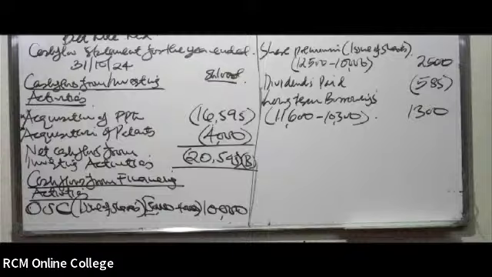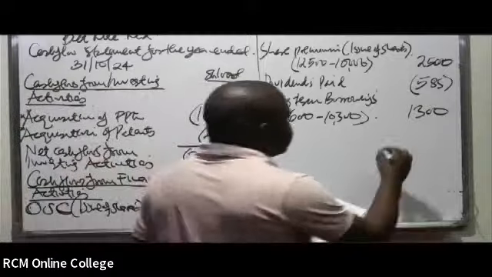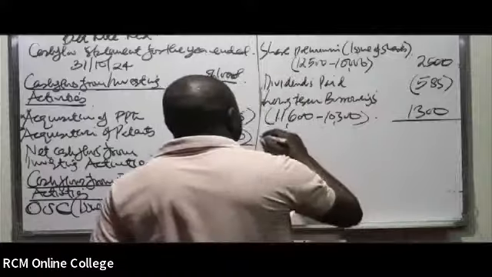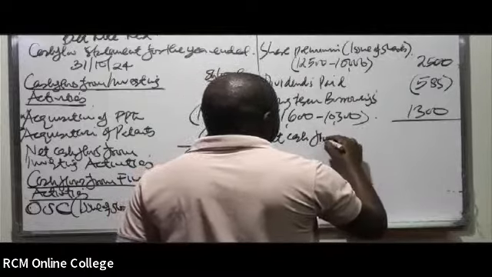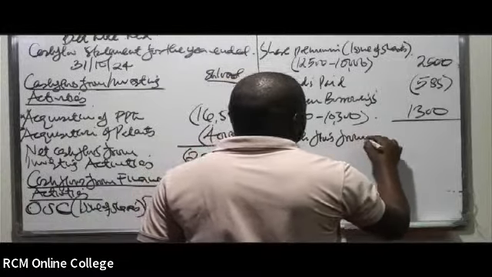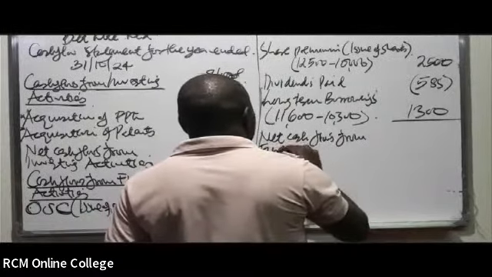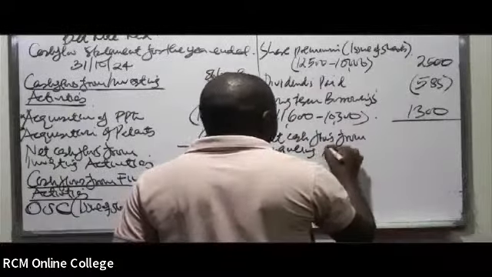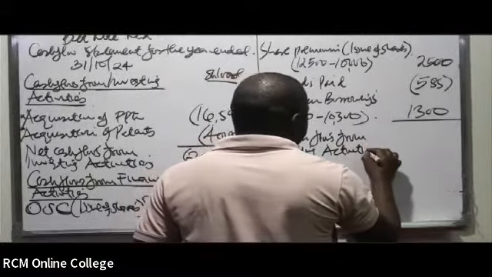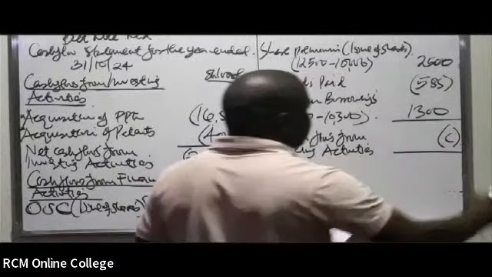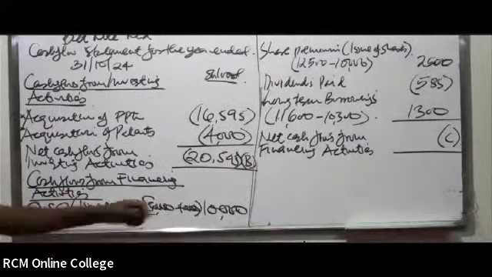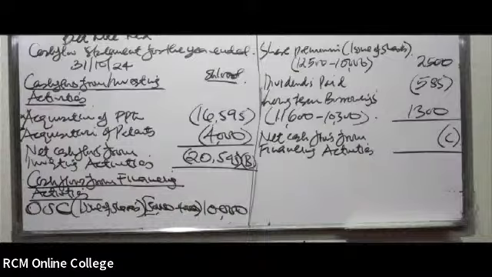With that, you'll be able to get the net cash flows from financing activities. You need to add the four of them. There's a figure you get, which is part C now. What are you getting? 12, 13.